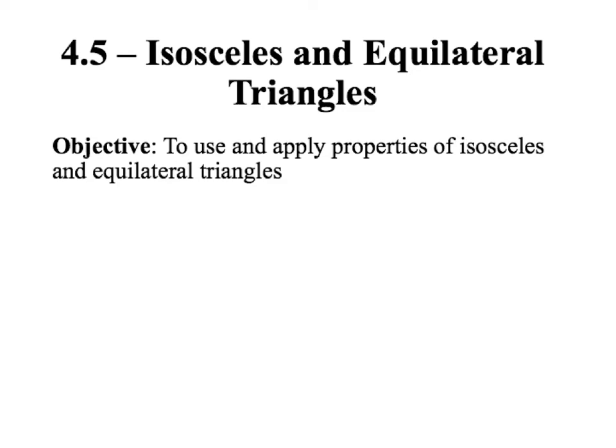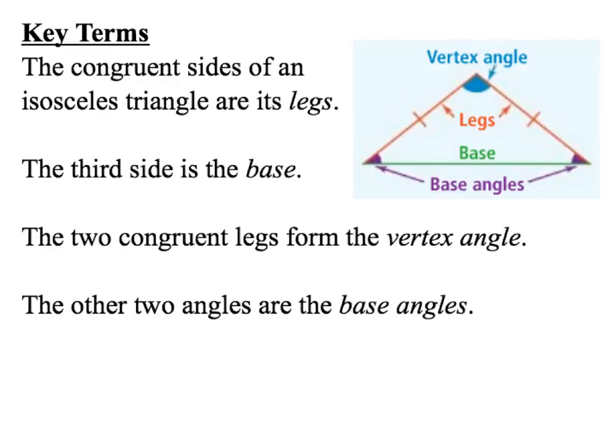Today we're going to be talking about isosceles and equilateral triangles, neither of which should be brand new to you. Key terms: when we have congruent sides of an isosceles triangle, those are called the legs. If I look at this picture right here, the two sides that are congruent are called the legs. The other side would be called the base, because the definition of an isosceles triangle is two side lengths that are congruent in a triangle.